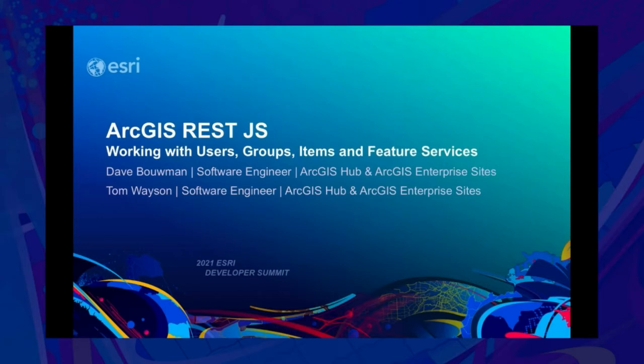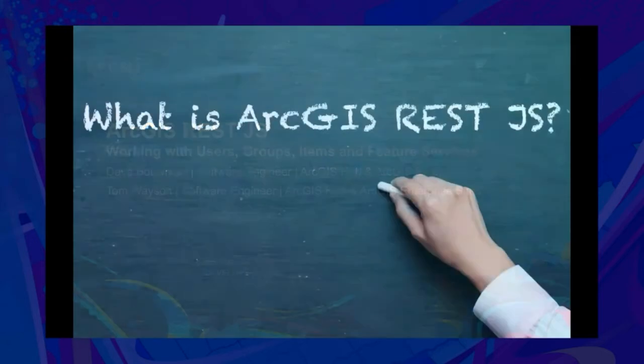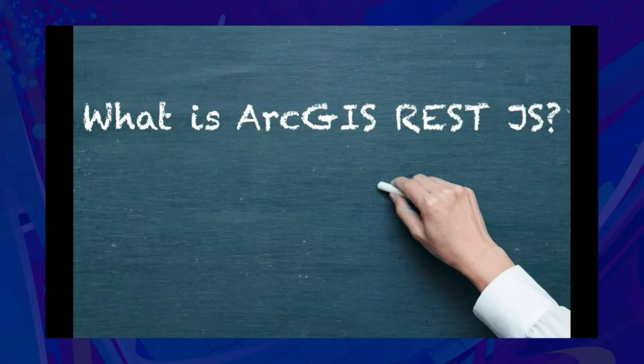And today we're going to be talking about using ArcGIS REST JS to work with users, groups, items, and feature services, basically the portal API, if you will. So let's start at the beginning. What is ArcGIS REST JS?